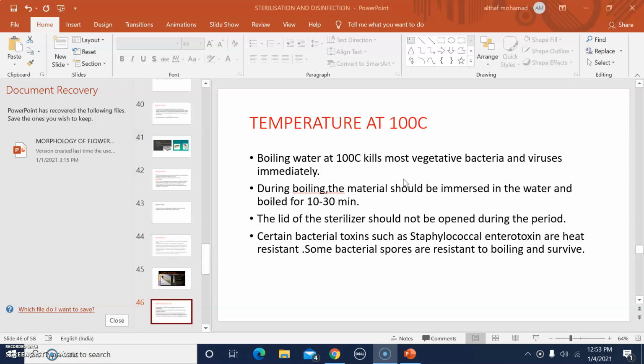So today we are going to discuss the moist heat method at the temperature range of 100 degrees Celsius. In this method mainly two types are involved. First one is boiling, second one is steaming. That is boiling at 100 degrees Celsius.